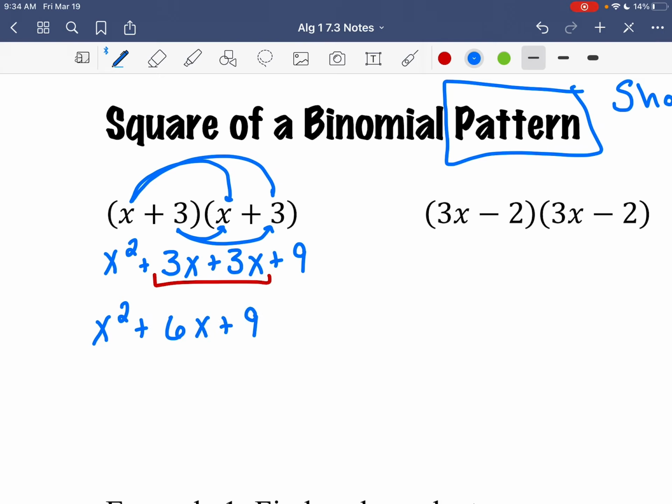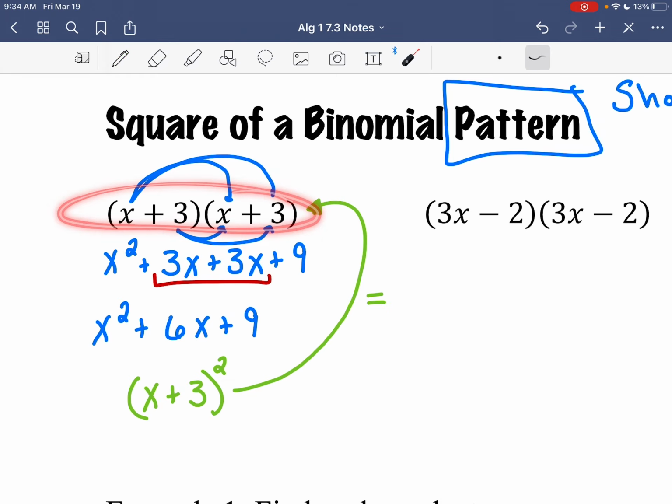If you notice here, we're multiplying something times itself. And mathematically, we're lazy. We don't want to write that times itself. So we have a shortcut way that we tend to write this. We write it as x plus 3 to the second power, because we know something to the second power just means it times itself. So x plus 3 to the second is equal to x plus 3 times x plus 3.